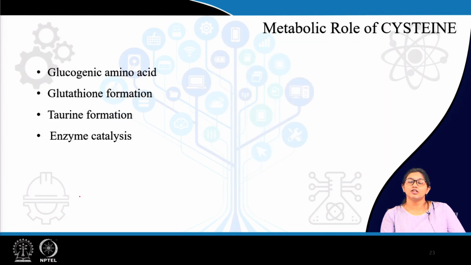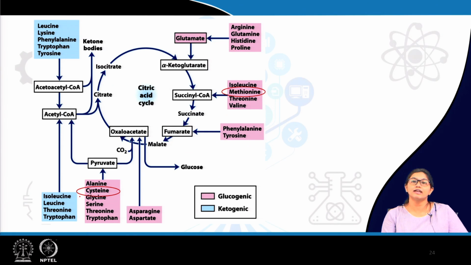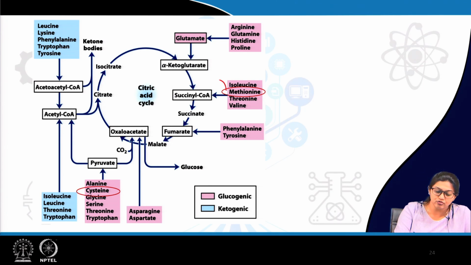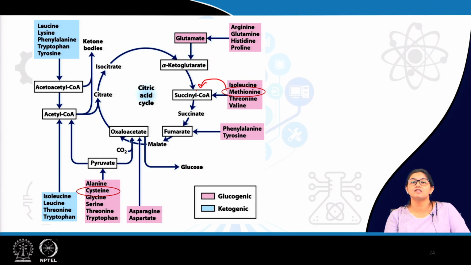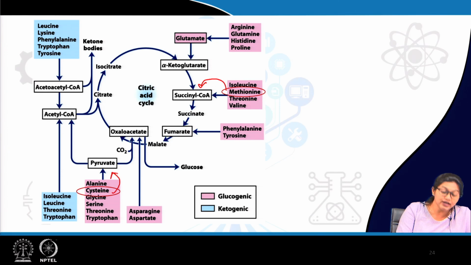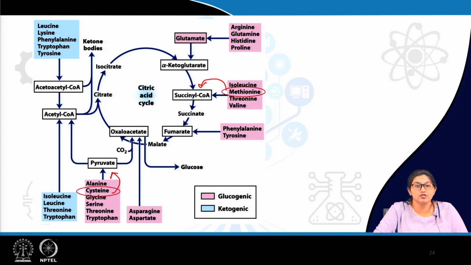So, we are coming to the metabolic role of cysteine. As we have already discussed, it is a glucogenic amino acid. Here you can see this is the very common chart we have continuously discussed throughout the session of amino acid metabolism, that methionine and cysteine can contribute to the TCA cycle. Methionine contributes to the TCA cycle via formation of succinyl coenzyme A, whereas cysteine forms pyruvate during its catabolism.